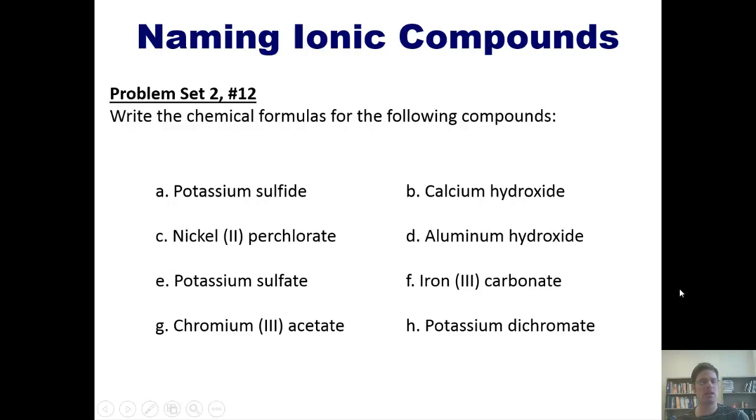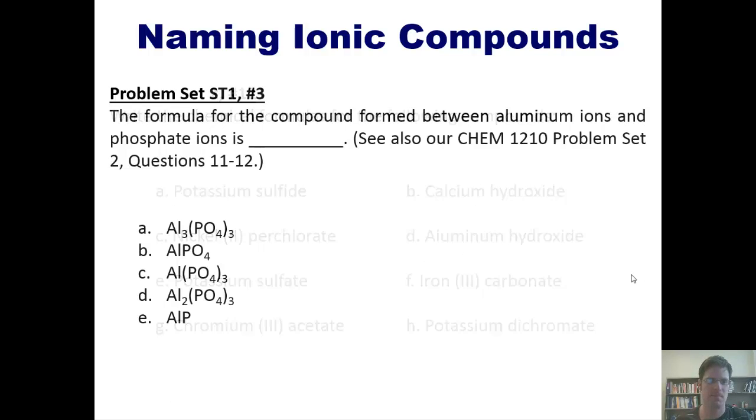Now this is not one that I've done before, but by this time you guys should be able to do this. Next, the formula for the compound formed between aluminum ions and phosphate ions is what? Now please keep in mind that aluminum always has a +3 charge when it's in an ionic compound, and phosphate, well, that's one of those polyatomic anions that you should have memorized by this time.